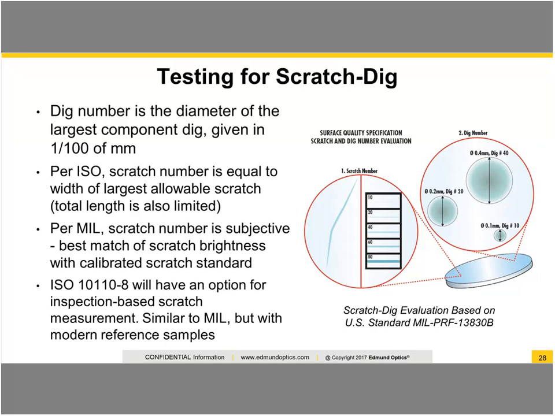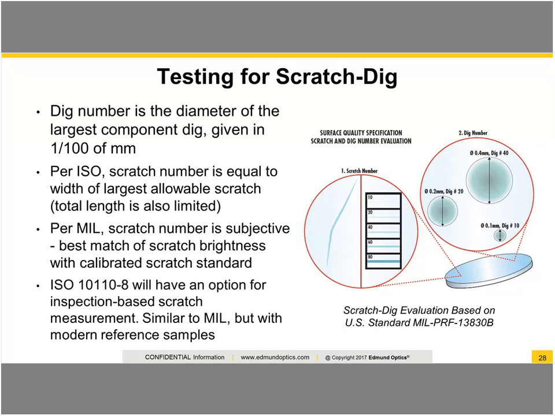In comparison, the mil scratch number is subjective. We compare to a reference material that's been scratched in known ways and look at the relative visibility or brightness of those scratches. There's, of course, many standards available for that. We sell some of those scratch dig standards through our own website, and if you want to take a look at those and see how they might be applicable to your own optics, we'd encourage you to go ahead and get those and have a look.